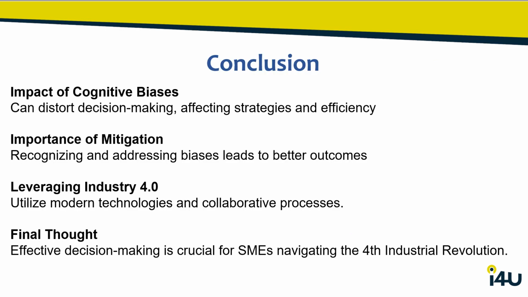Conclusion: the impact of cognitive biases can distort decision-making, affecting strategies and efficiency. Importance of mitigation: recognizing and addressing biases leads to better outcomes. Leveraging Industry 4.0: utilize modern technologies and collaborative processes. Final thought: effective decision-making is crucial for SMEs navigating the fourth industrial revolution.